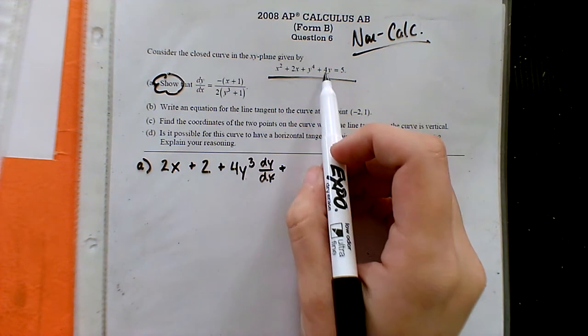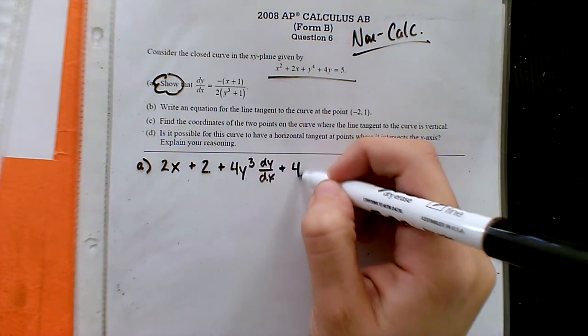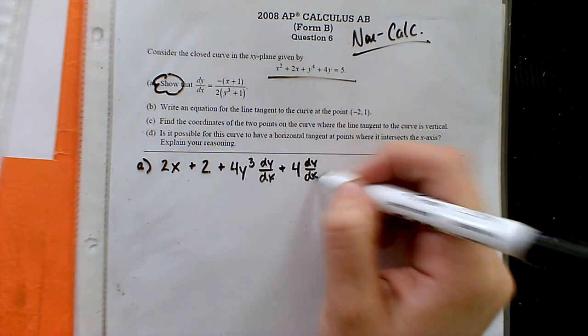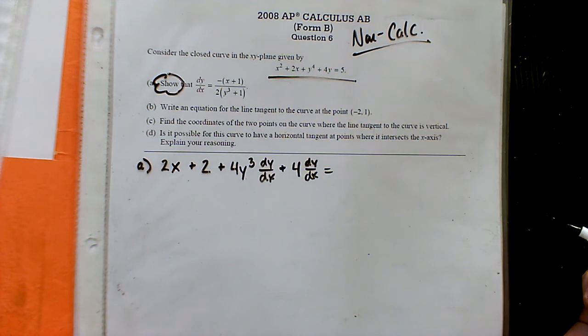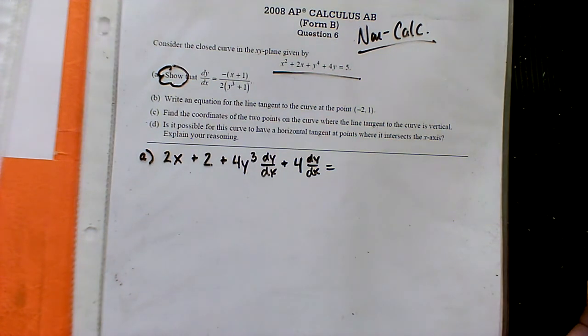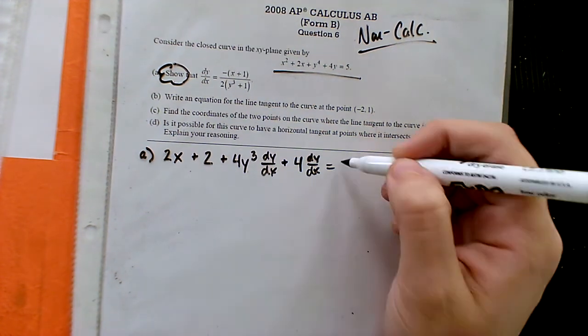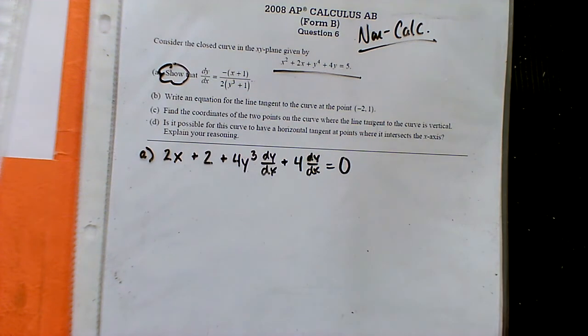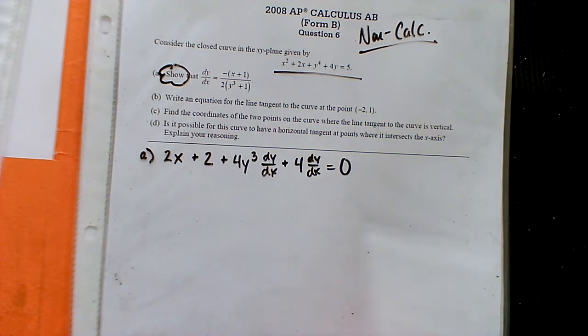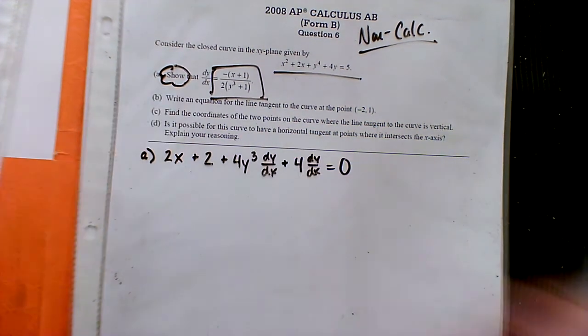Then we're going to add the derivative of 4y, 4 dy over dx. And what does that equal? 0. I know it's going to happen, and it does every year. Okay, you got to do the derivative all the way through. Do you guys think you can go from there to get dy over dx all by itself? Show that you get this.